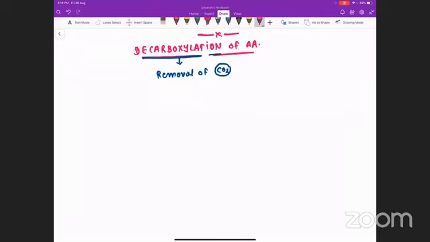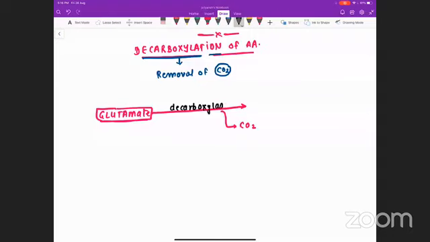So I will take an example of decarboxylation and that will make more sense. Let's say for example glutamate. Glutamate is amino acid. If I do the decarboxylation reaction on glutamate, what I need to do is I need to remove the carbon dioxide. If I remove the carbon dioxide, the name of the enzyme is going to be decarboxylase. Because we are doing decarboxylation of glutamate, the name of enzyme will be glutamate decarboxylase.